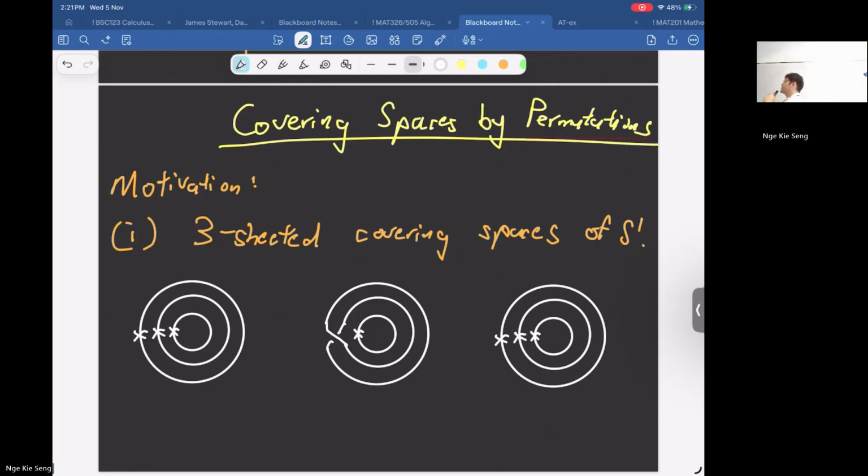Every point have 3 pre-image. So there are also 2 points here. It's just one top, one bottom. Another way we could do was we break 3 of them. So if we break 3 of them, this.